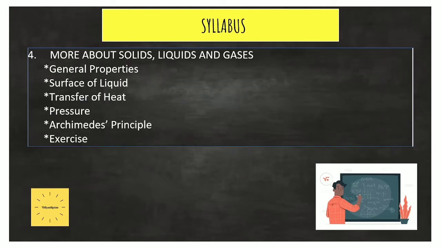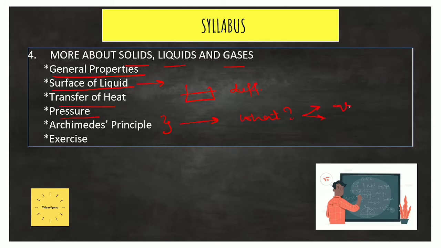In this chapter we will learn about general properties of solids, liquids and gases, and then we will learn about the surface of liquid. Then we will learn about transfer of heat, different modes of transfer, and then we will learn about pressure. What is pressure? And we will then move on to Archimedes principle. So what is Archimedes principle? And we will learn how we will solve questions and problems related to Archimedes principle.